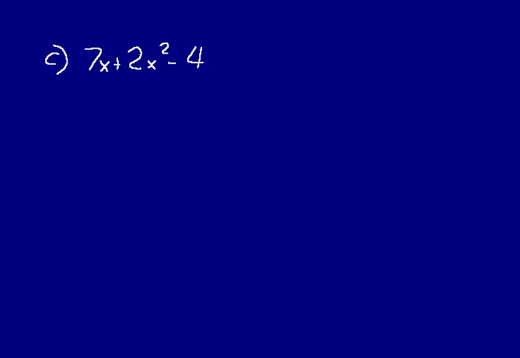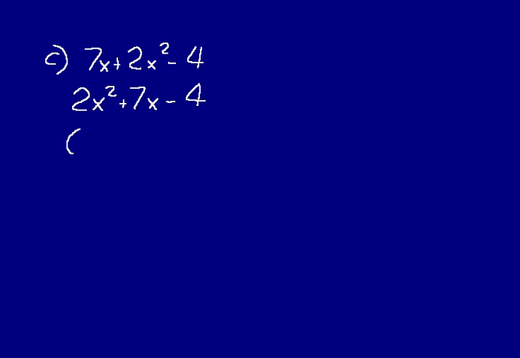Let's do one more. 7x plus 2x squared minus 4. Now that one doesn't look like a trinomial. It's just because it's not in standard form. So we just need to get it in standard form. That means descending order of the power of the variable. So 2x squared goes first, plus 7x minus 4.